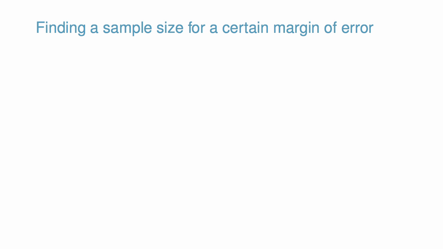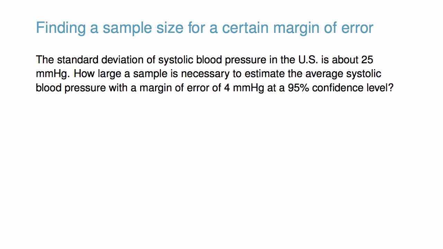Suppose a company wants to estimate the average blood pressure of its employees to help project its future cost obligations. Blood pressure oscillates with the beating of the heart, and the systolic blood pressure is defined as the peak pressure when a person is at rest. The standard deviation of systolic blood pressure in the United States is about 25 millimeters of mercury. How large a sample is necessary to estimate the average systolic blood pressure for a large company with a margin of error of 4 millimeters of mercury at a 95% confidence level?